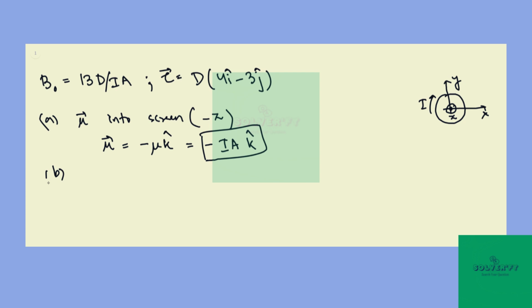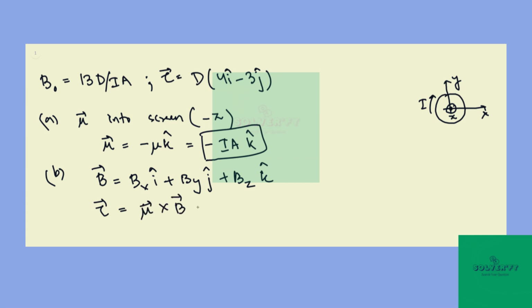Now for part b, the torque is given to be this value, and mu is here that we calculated, and we know that the magnetic field can be written as a sum of its components along the three directions, so like this. And we know that tau is given by the cross product of the magnetic moment with the magnetic field. So let's solve these two equations.